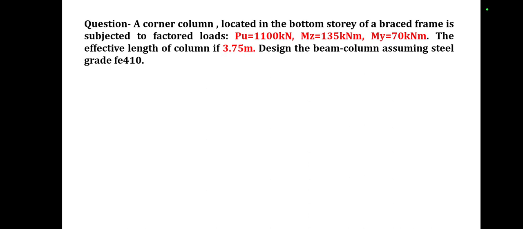So the question: a corner column located in a bottom story of a braced frame is subjected to a factored load of Pu equal to 1100 kilonewton, Mz is 135 kilonewton meter, My is 70 kilonewton meter. The effective length of the column is 3.75 meter. Design the beam column assuming the steel grade Fe410. We have to solve this numerical in the next lecture.